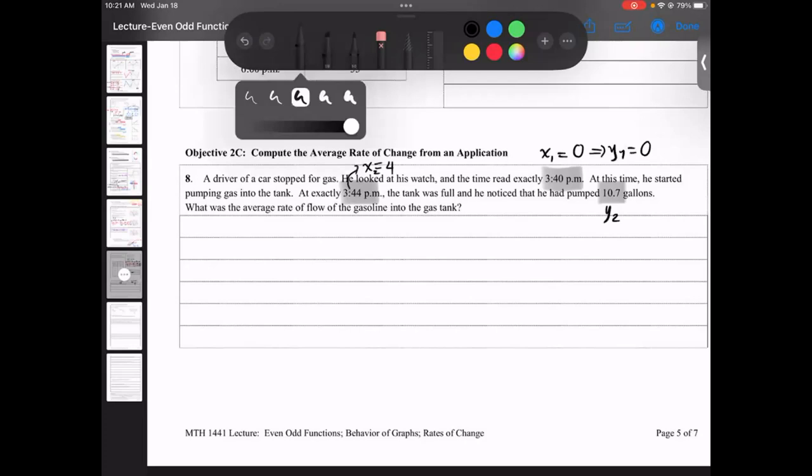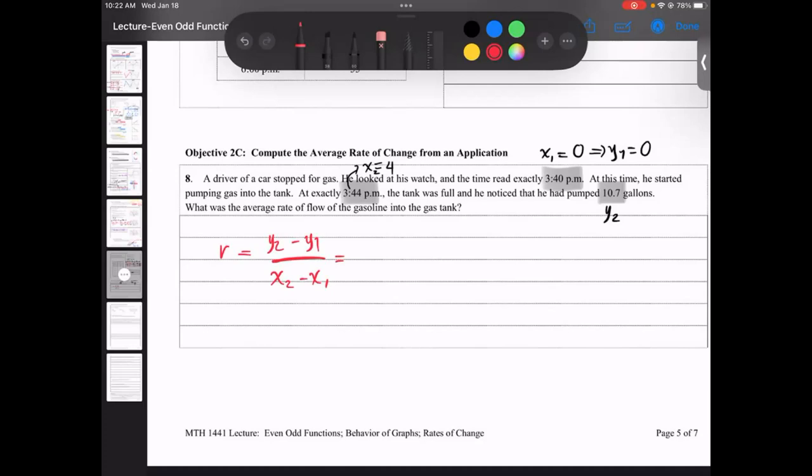I'm going to call it R. You don't have to, but it's nice if you call it R. Y2 minus Y1 over X2 minus X1, or F of B minus F of A over B minus A, same thing. 10.7 minus 0 divided by 4 minus 0. What do you have for the answer? 2.675. Thank you very much. What is my unit? Don't forget, this is like 1 point.